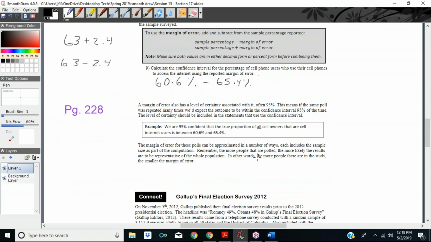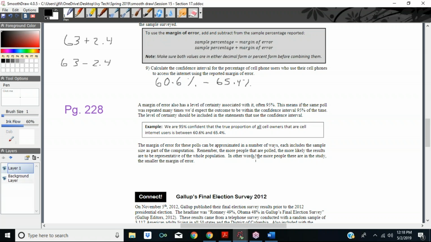So if we go to page 228, it says a margin of error also has a level of certainty associated with it, often 95%. This means if the same poll was repeated many times, we'd expect the outcome to be within the confidence interval 95% of the time. The level of certainty should be included in the statements that use the confidence interval.